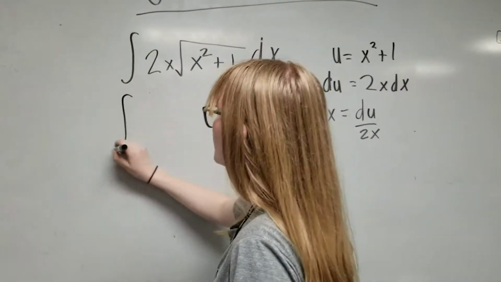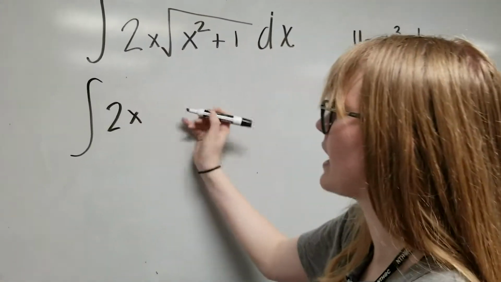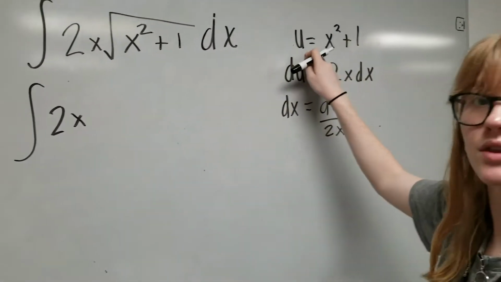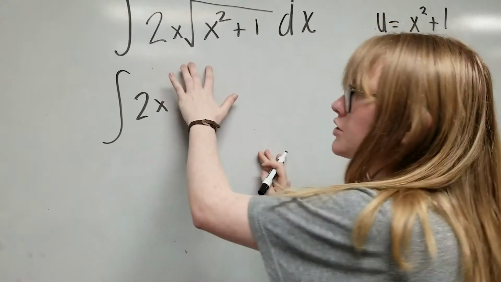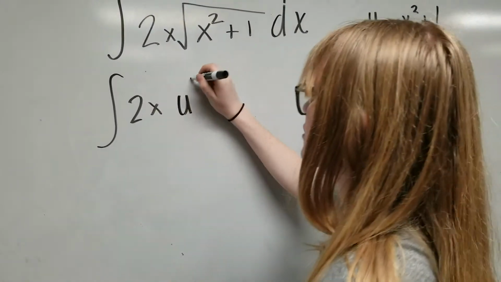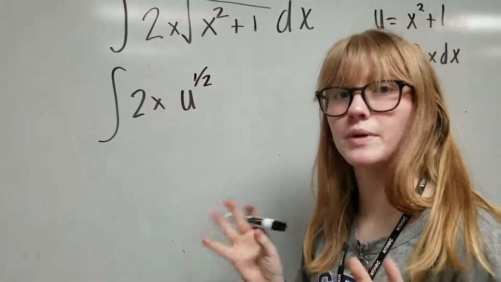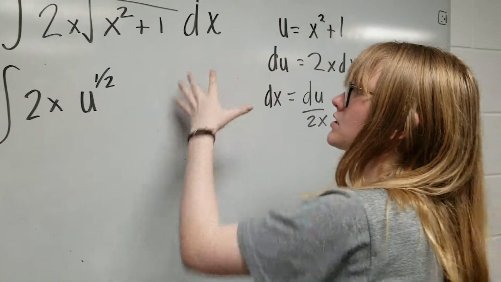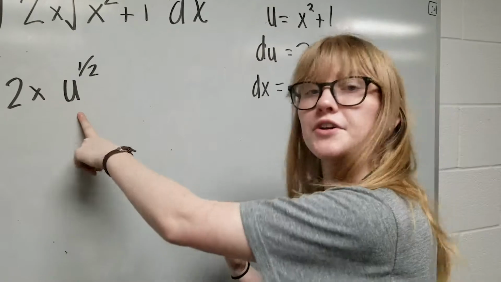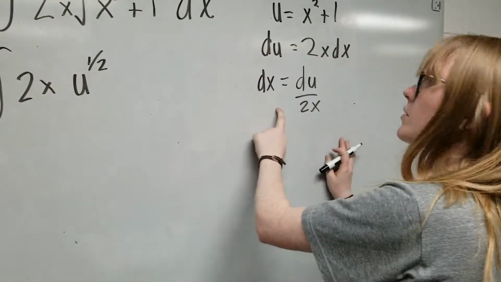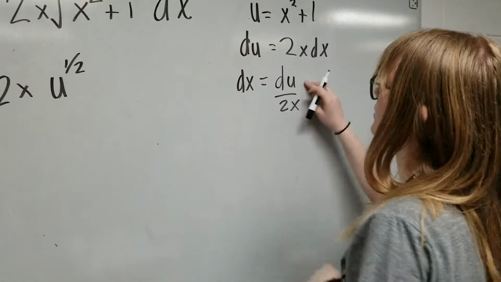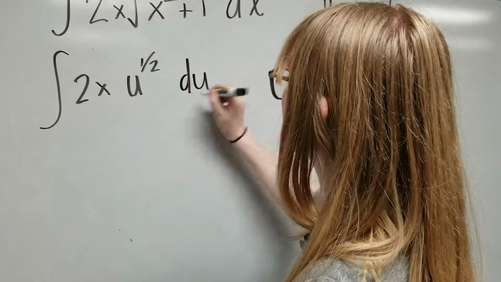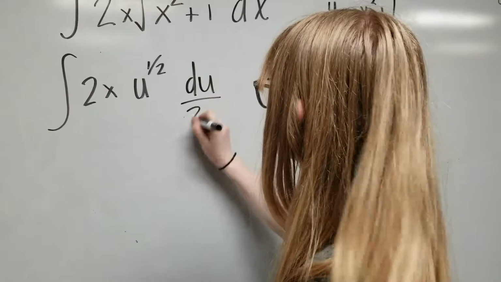So now we're going to go back and plug it into our original equation. We're going to do the integration of 2x, and then instead of the square root, we're going to replace it with u. I'm not going to do the square root, but I'm going to do the power of 1/2, which means the same thing, just to make it a little bit easier to take the antiderivative. And then instead of dx, since we now have a u instead of an x, we're going to use what we solved on the right hand side and plug in du over 2x.